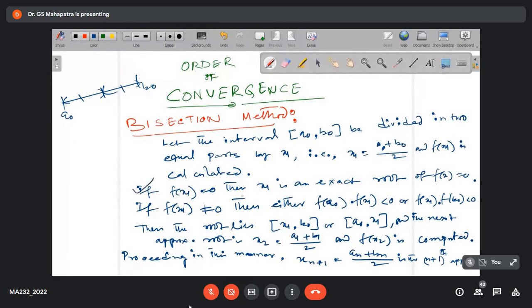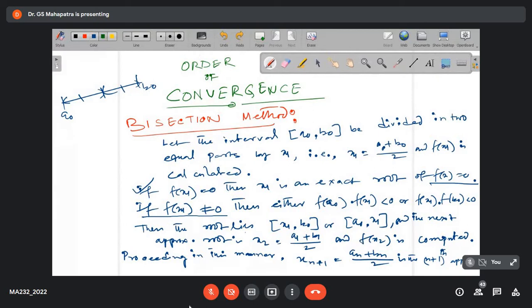If f of x1 is the exact root, then it should satisfy this. If it is not satisfying, then we have to go for the next iteration, that is, if f of x1 is not equal to 0, then, as you have already studied, the root lies either in this interval or in the a naught comma x1 interval. After identifying that, you have to check these two boxes, and after checking, you can identify the second approximation.